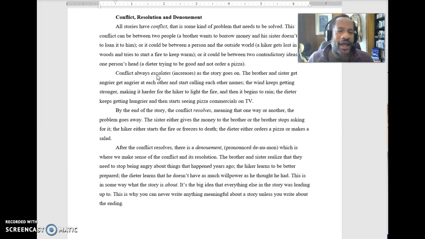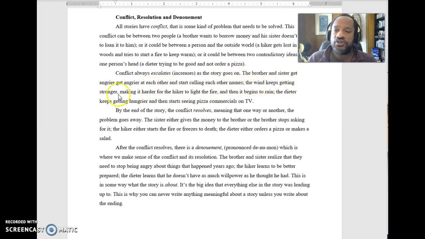In real life, that may not happen like that. But in stories, they have to happen that way. Conflict slowly has to build, right? The brother and sister get angrier and angrier at each other and start calling each other names, right? So it's sort of, hey, can I borrow some money? No, don't borrow some money. Oh, come on, please lend me the money. And look, stop asking me about this money. Hey, how come you're always so selfish? And it builds up into an argument, right? So that would escalate.